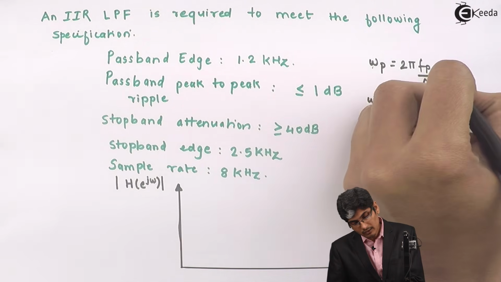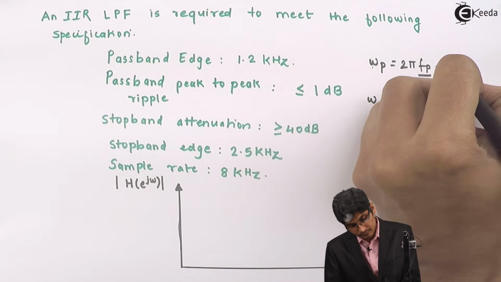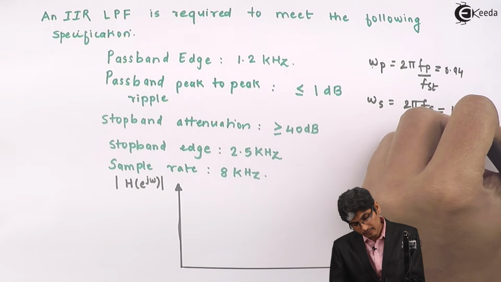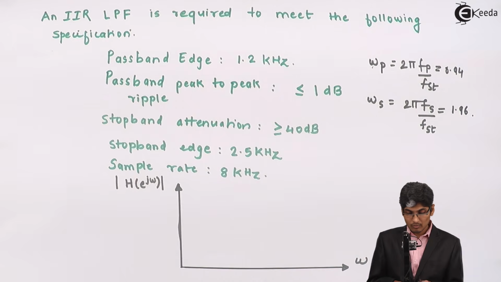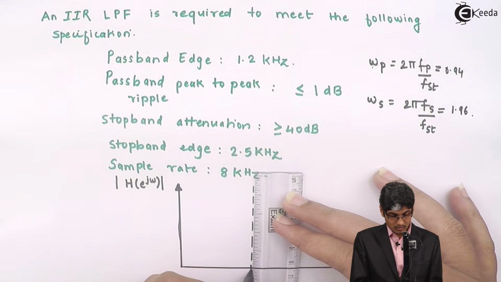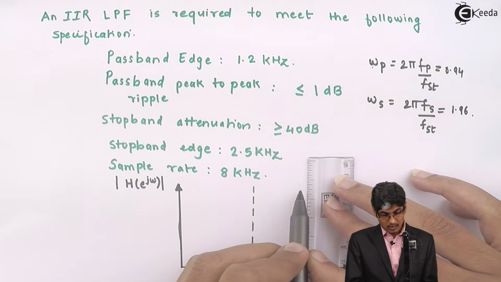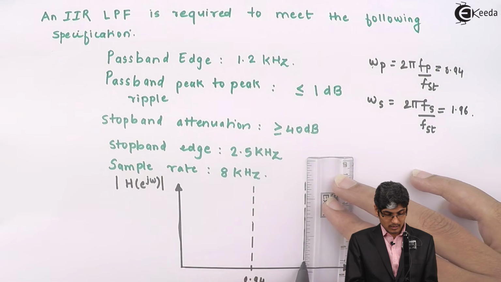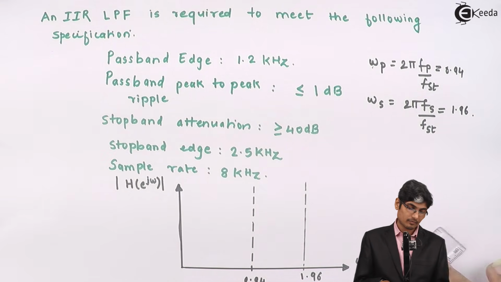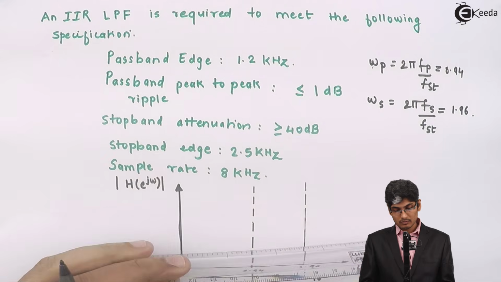Now the values that we'll get out of this are 0.94 and 1.96. So omega p that I am getting out of this is 0.94, and here I am getting omega s as 1.96. Magnitude remains the same whether it is analog or digital.